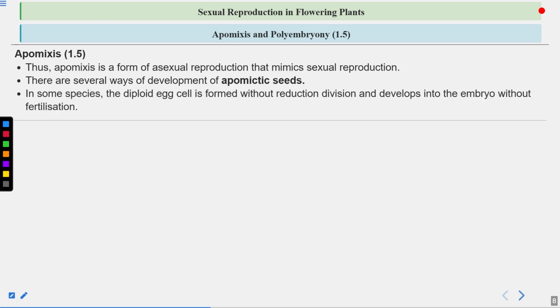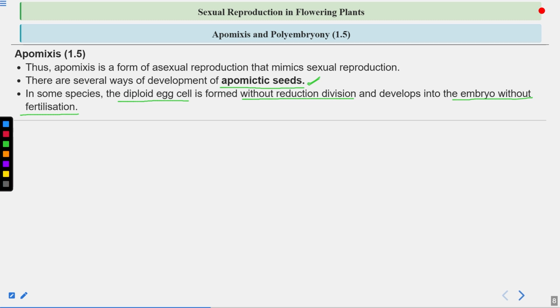So there are several ways of the development of the apomictic seed. Now we will discuss how these apomictic seeds develop. In some species, the diploid egg cell, now very important, listen carefully, the diploid egg cell is formed without reduction division and develops into the embryo without fertilization.